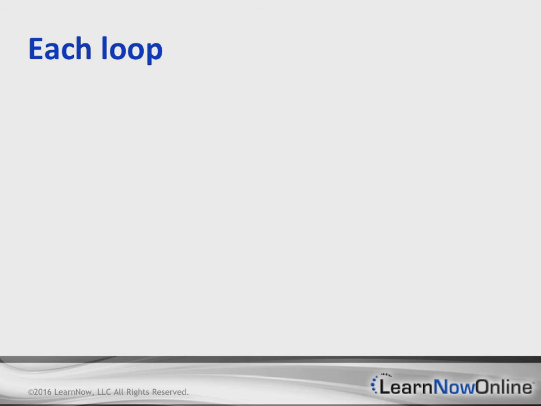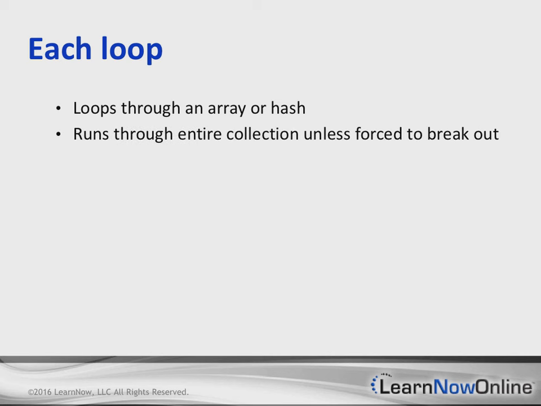In this lesson, we're going to cover the each loop. The each loop iterates through an array or a hash, or really any type of collection, and it runs through the entire collection until it either completes or it breaks out early. It's one of the most popular looping mechanisms in Ruby, and I'm going to show you why.